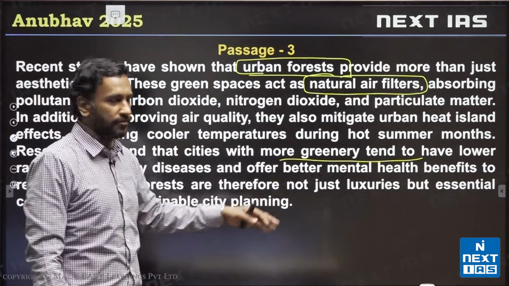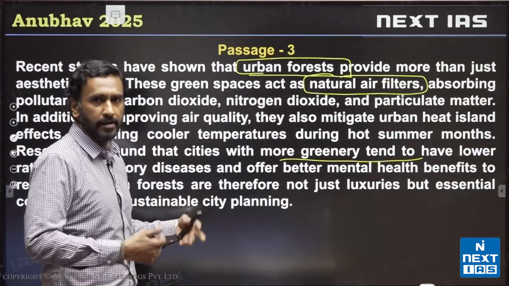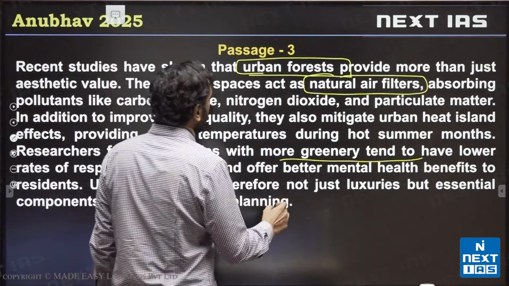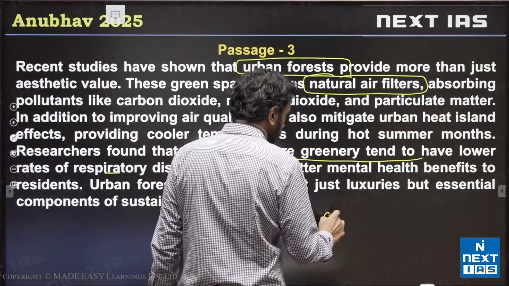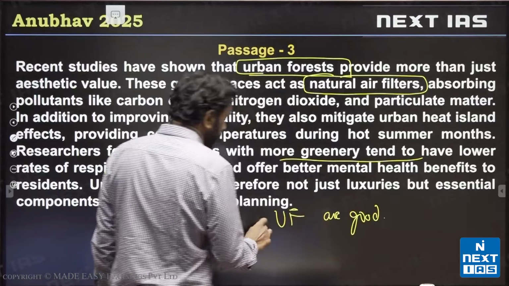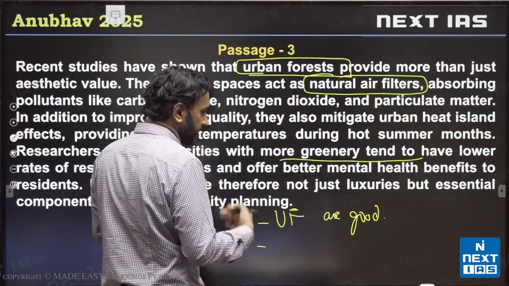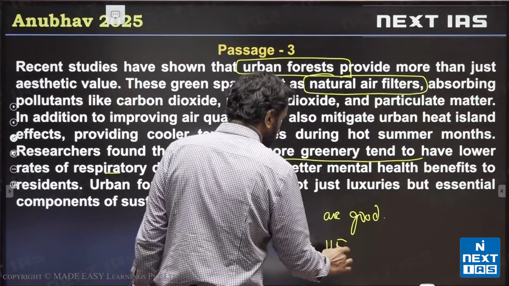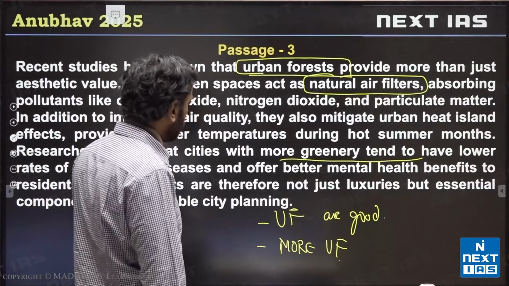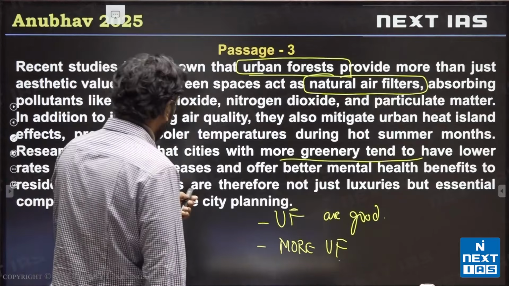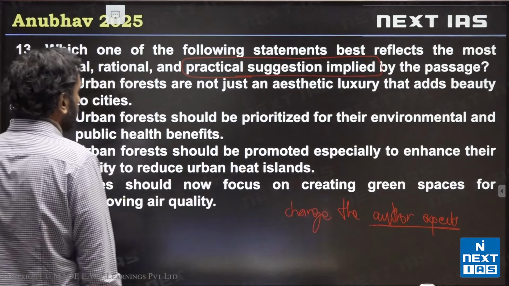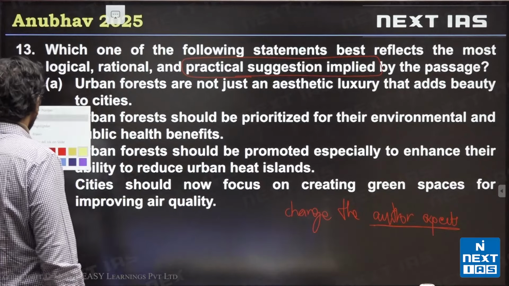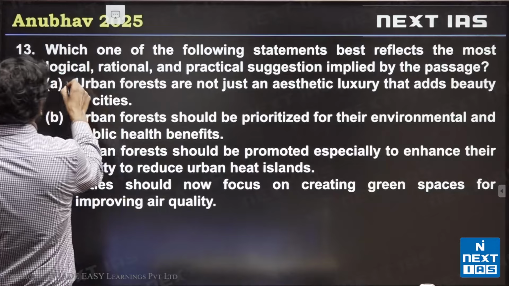Okay, let's not go to the options first, but if we just read the passage, which would be the practical implications suggested by the author, right? So the passage is talking about urban forests, we'll oversimplify it, are good, right? So the implied, practical suggestions given by the author would be like, we want more urban forests, right? This is what we are expecting. Now let's look at option A. Urban forests are not just an aesthetic luxury that adds beauty to cities. So option A is a valid fact, right? It's a valid fact.